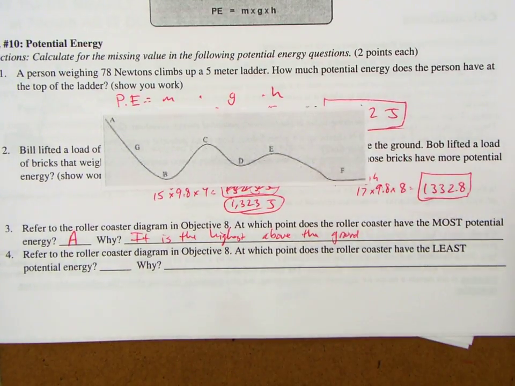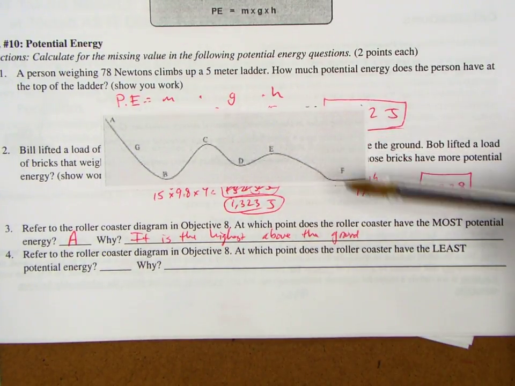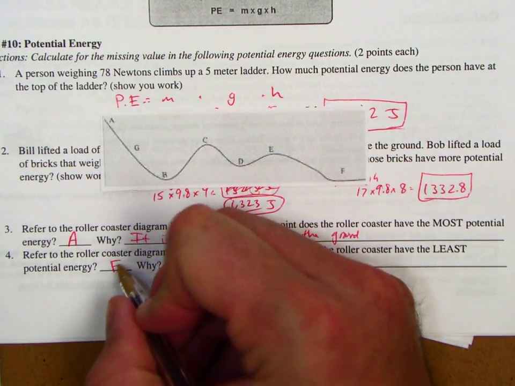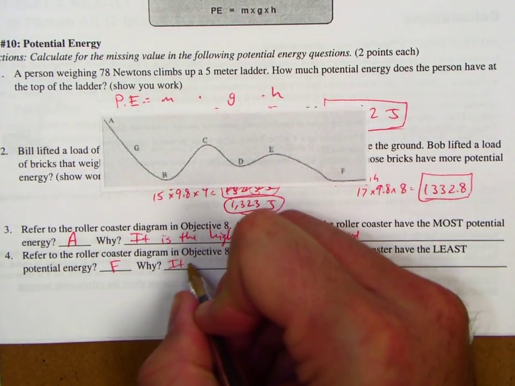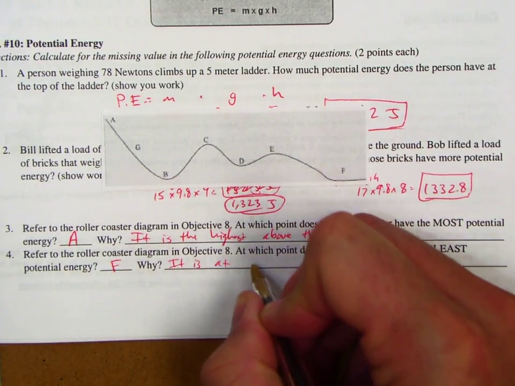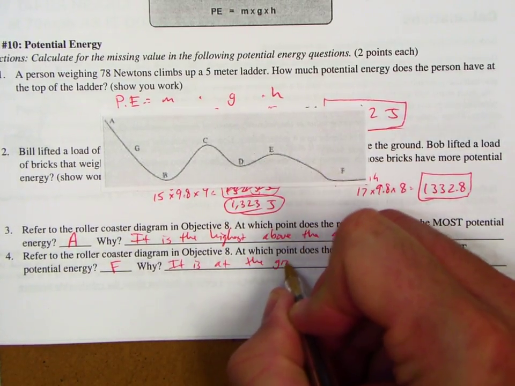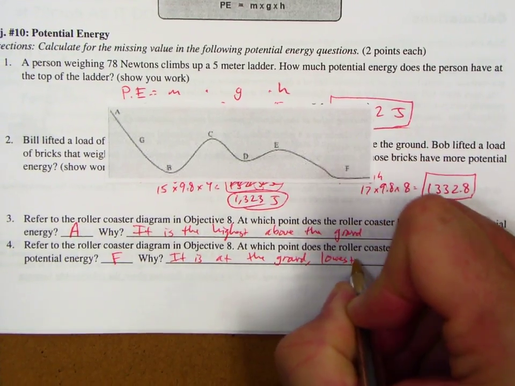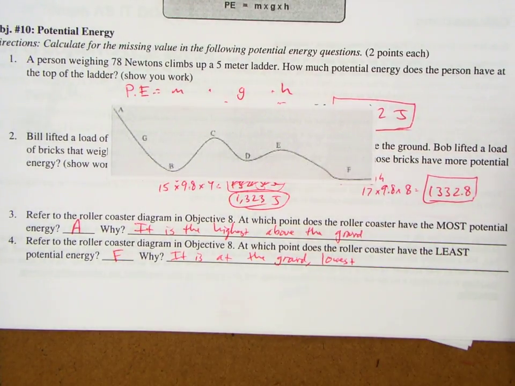Now number 4, talking about the same illustration, when does the roller coaster have the least potential energy? That would be in position F, because it is at the ground, or you could say it is the lowest position. And that's how you do objective number 10.